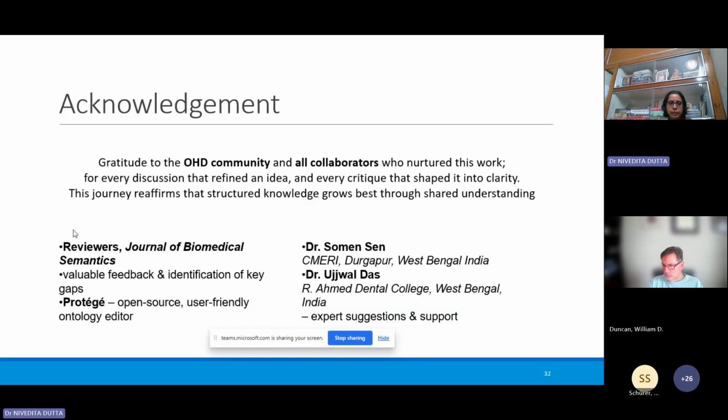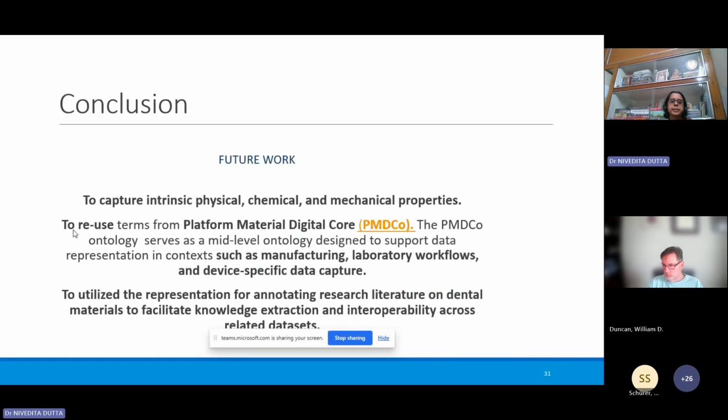Our future work is to capture the intrinsic physical, chemical, and mechanical properties. Our idea is to reuse terms from the Platform Material Digital core ontology, which is a mid-level ontology designed to support data representation from the material science perspective, like manufacturing, laboratory workflows, and device-specific data, and to utilize the representation for annotating the research literature on dental materials to facilitate knowledge extraction and interoperability across related datasets.